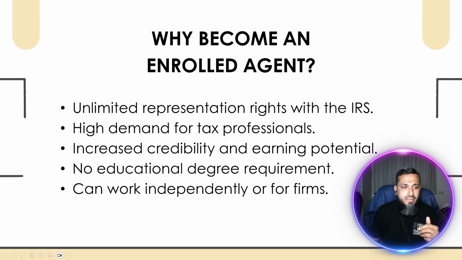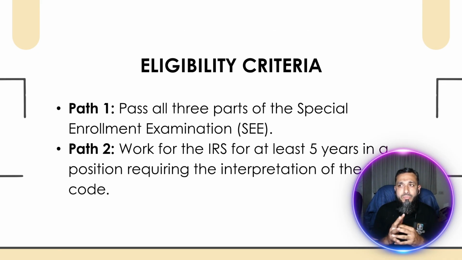Another thing is the overview of the eligibility criteria. For example, there are two ways that you can become an enrolled agent. First, pass all three parts of the SEE, that is the Special Enrollment Examination. Once you pass all three papers of the SEE, you just file one form and you will become an enrolled agent.